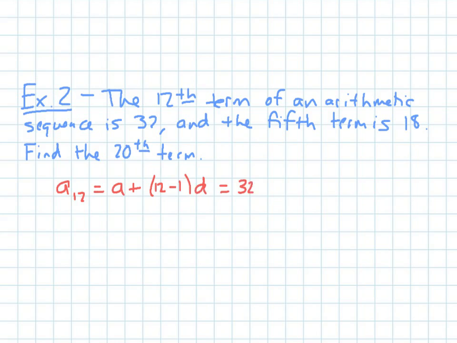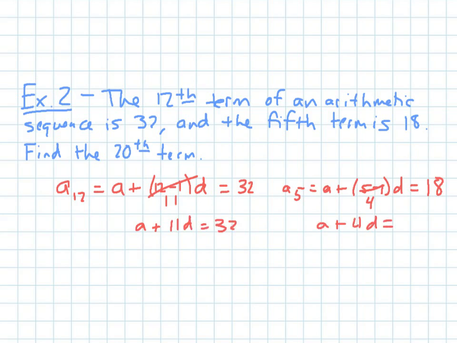And then the 5th term will be a plus the 5 minus 1 times d, and that's supposed to equal 18. So now I need to find my nth term, or my standard form for this sequence, and then I can figure out what the 20th term is. So let's simplify these equations a little bit. 12 minus 1 is 11, and 5 minus 1 is 4. So then I can write a plus 11d equals 32, and then a plus 4d equals 18.